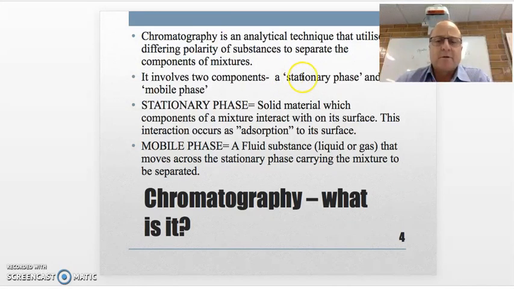I'd like to explain what these words mean shortly, but I'll just start off by saying that in chromatography we have two components. One is a stationary phase, and the other is a mobile phase. And these are actually physical components of chromatography.